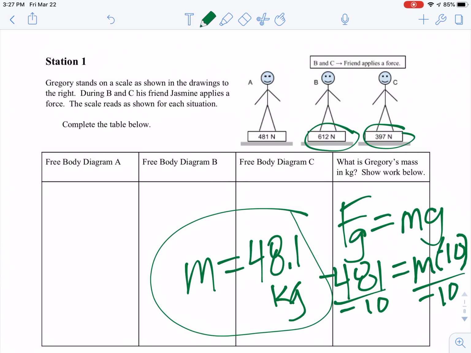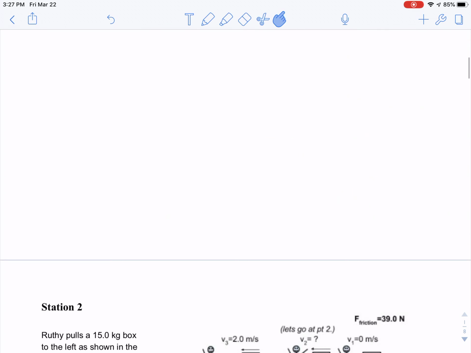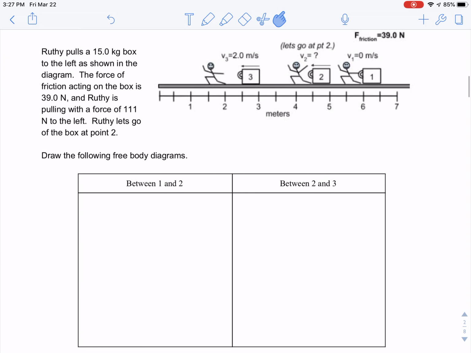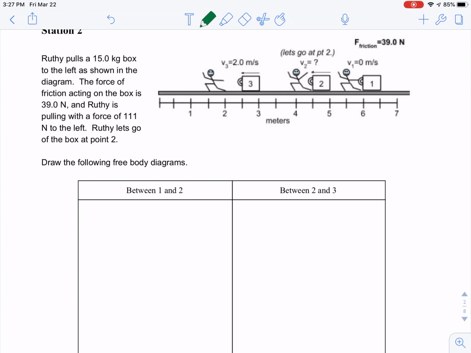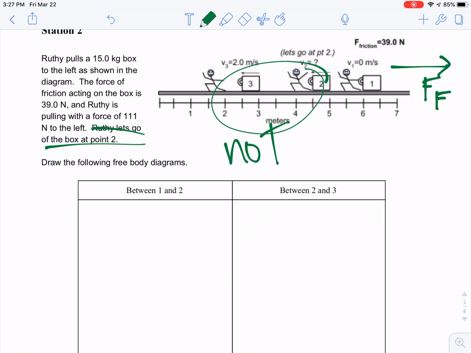The next one, Station 2. So this one we have Ruthie, and she's pulling a 15 kilogram box to the left. The force of friction acting on the box is 39, so that's going to be pointing to the right. And Ruthie is pulling to the left with a force of 111. Now what you'll notice, it says Ruthie lets go of the box at point 2. So that means between here and here, there's no force of the pull.